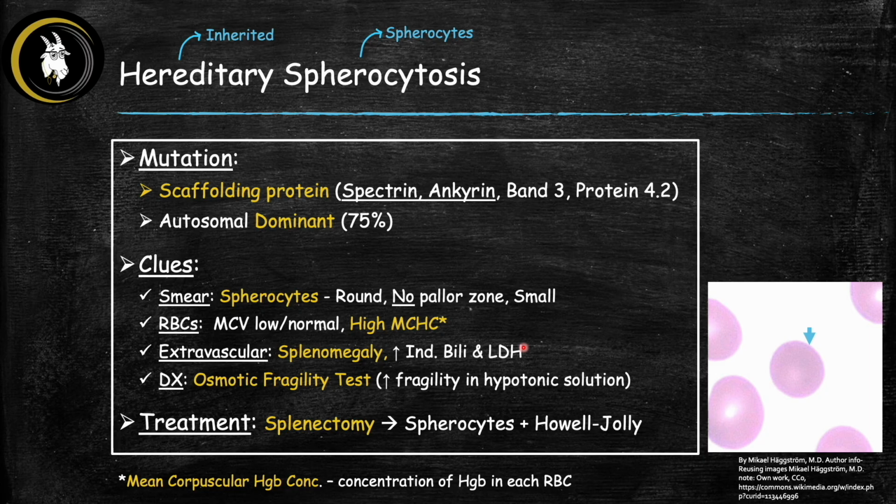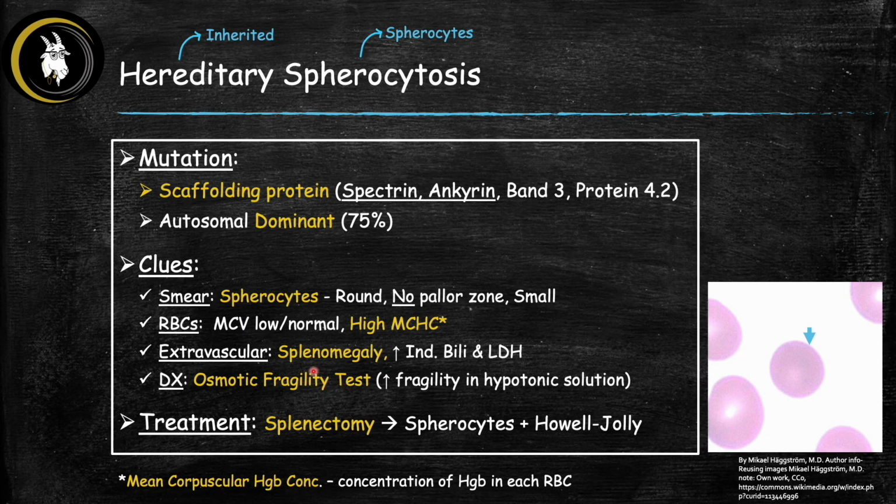But importantly, you won't see the lab findings of intravascular hemolysis, which would be decreased haptoglobin, hemoglobinuria, and hemosiderinuria. You should not see that in this condition. And then the final clue here is the diagnostic test for hereditary spherocytosis, which is called the osmotic fragility test.